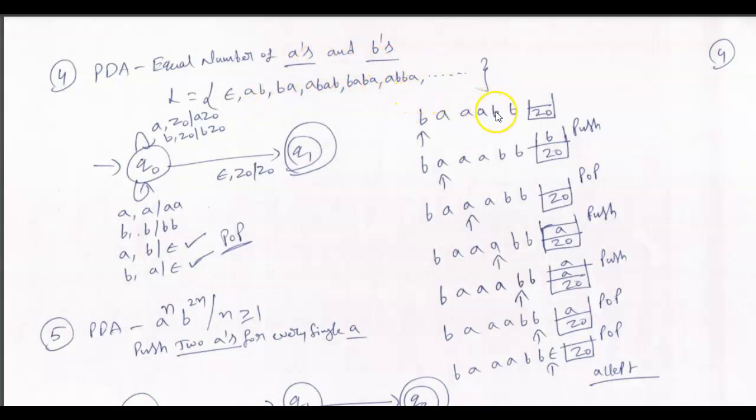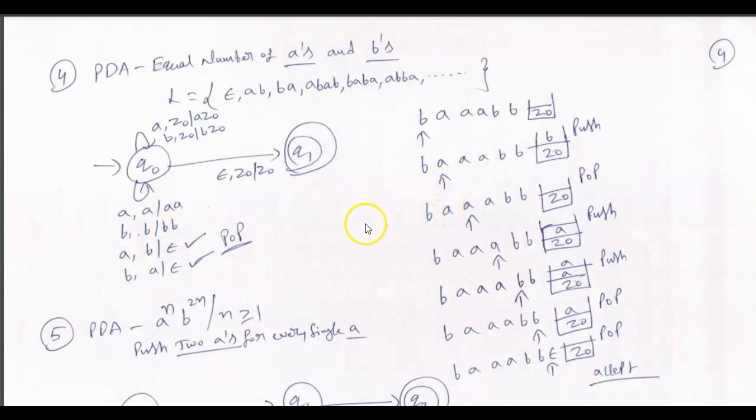Possible strings: I'm taking a valid string, and what I'm doing is simply, for A, push A, and for B, push B. Whenever we have the reverse, that means the input symbol is A and the top of the stack is B, then we pop. Same way for input symbol B with top of the stack A, we pop. These are the two push operations and the two pop operations. In that way, we balance the number of A's and B's. The logic is very simple.